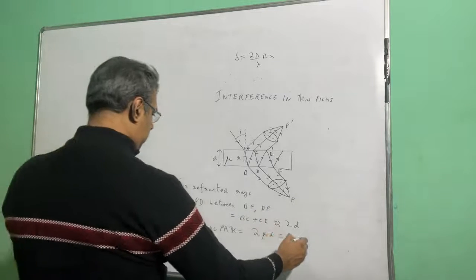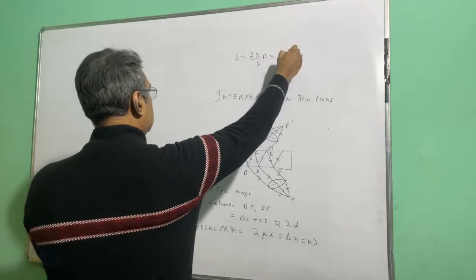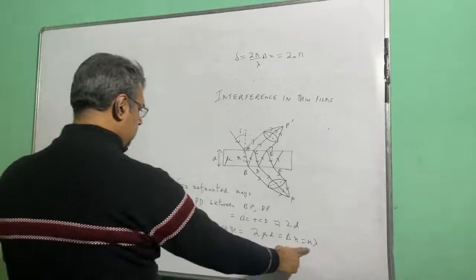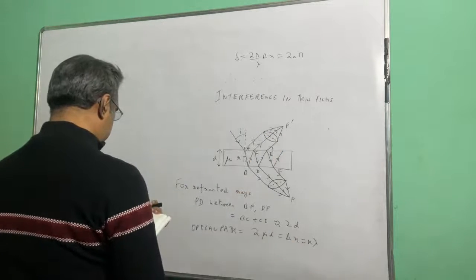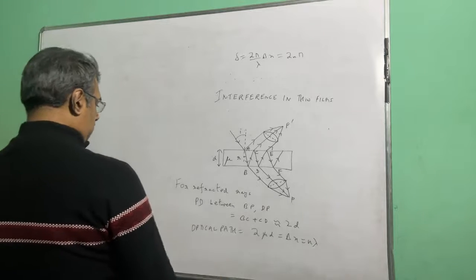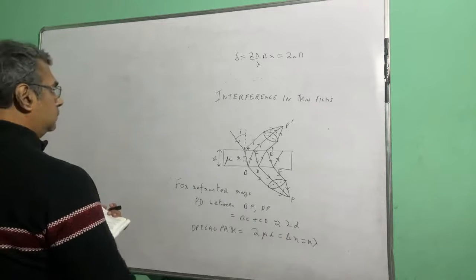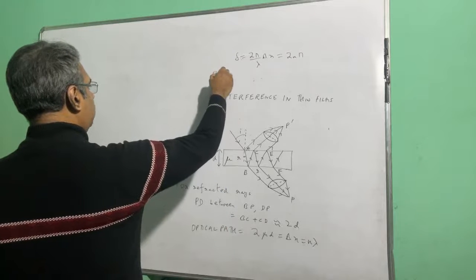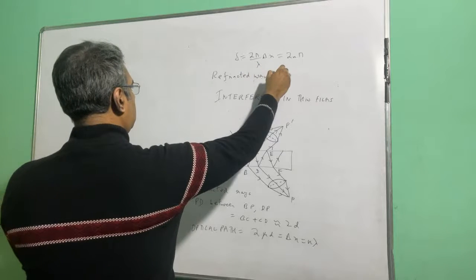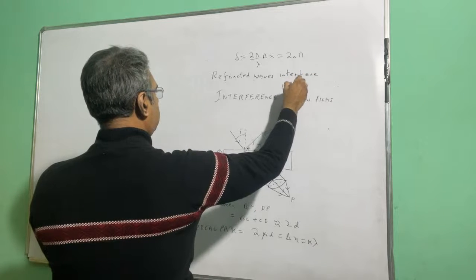Now the thing is that if delta x is n lambda, that means delta is 2n pi, right? So if 2 mu d is n lambda, that is delta is 2n pi. In that case, the refracted waves interfere constructively.